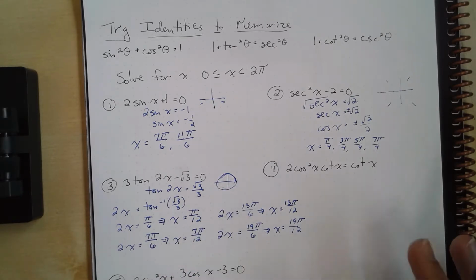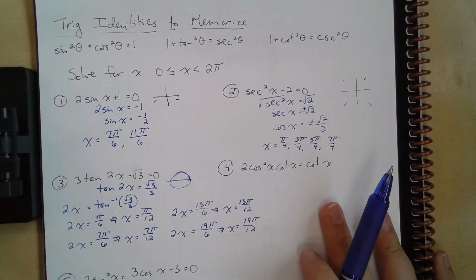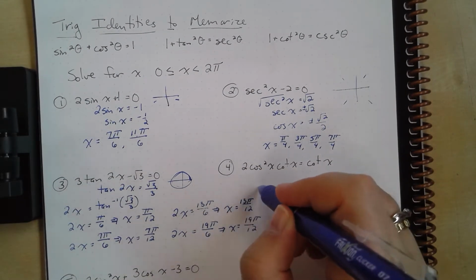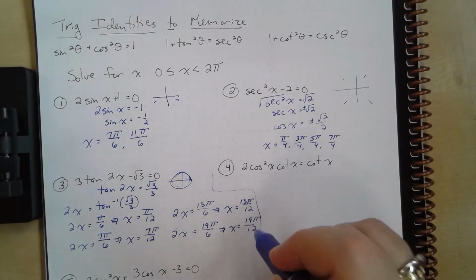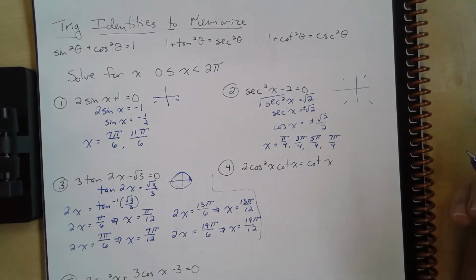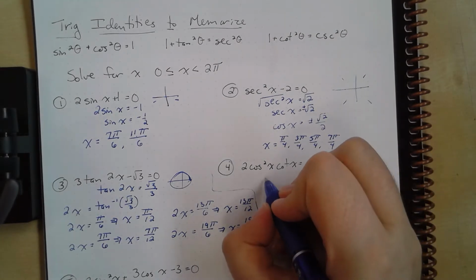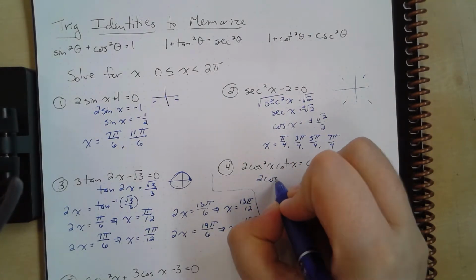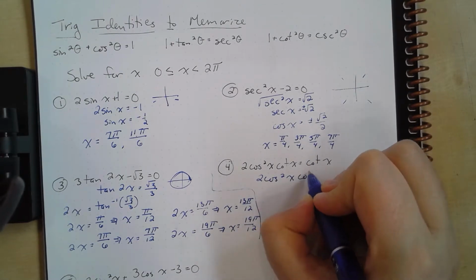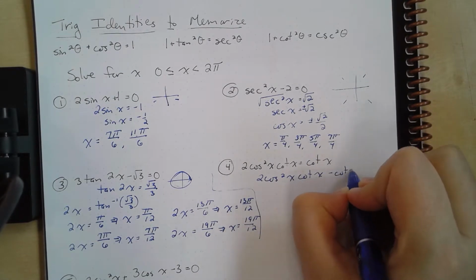Let's go over here to number 4. It doesn't really look like I've left myself enough room, but I will try my best here. So I'm going to go 2 cosine squared x cotangent x is equal to cotangent x. The first thing I want to do is get everything over to one side. So I have 2 cosine squared of x cotangent x minus cotangent of x is equal to 0.